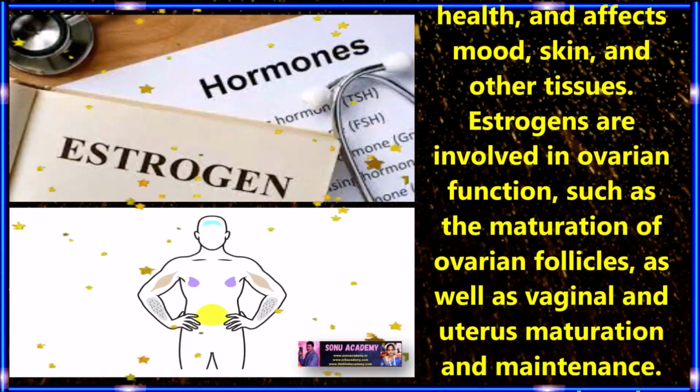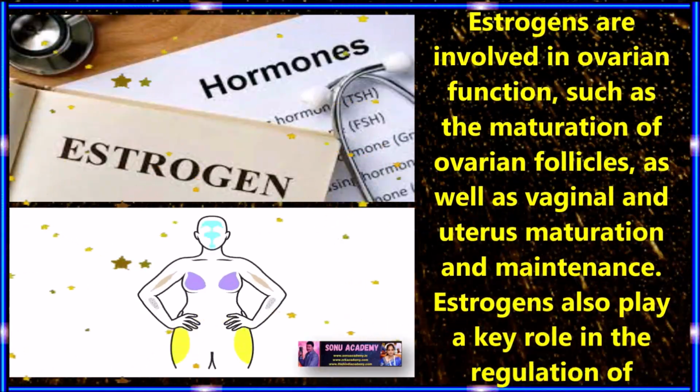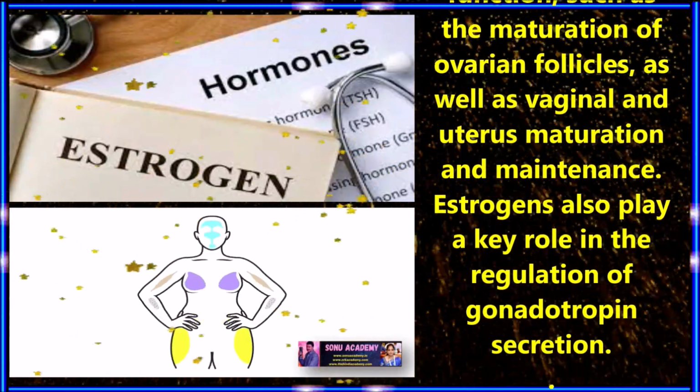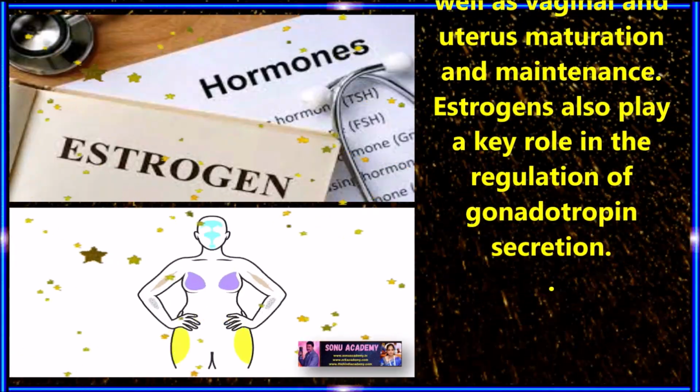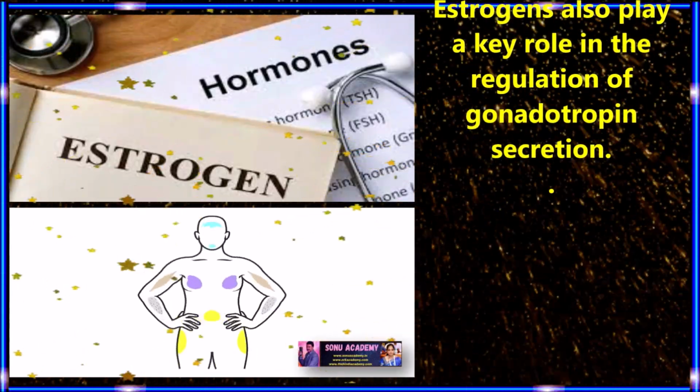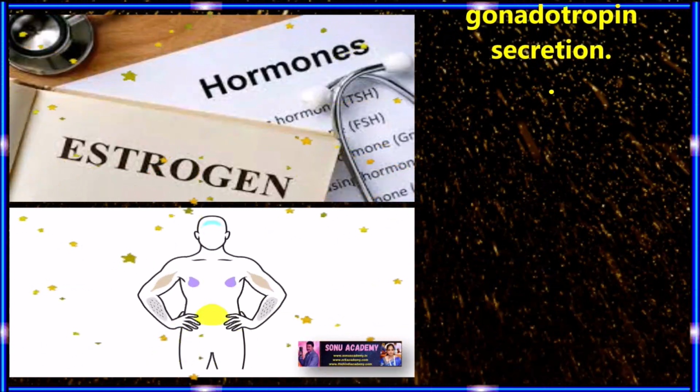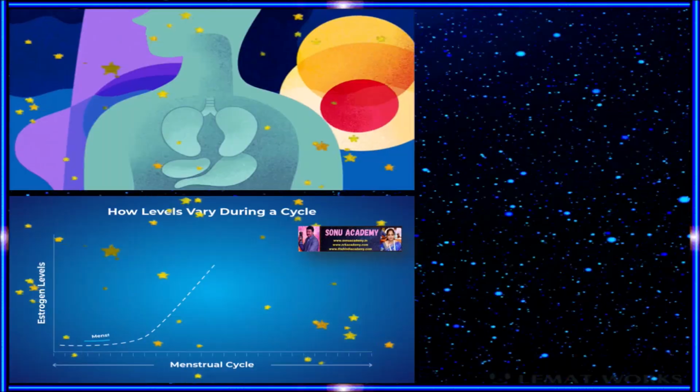Estrogens are involved in ovarian function, such as the maturation of the ovarian follicle, as well as vaginal and uterus maturation and maintenance. Estrogens play a key role in the regulation of gonadotropin secretion.